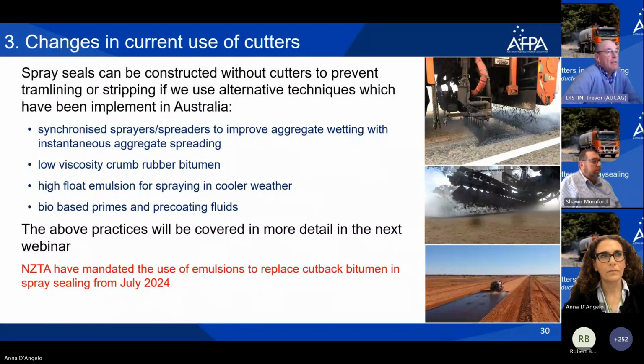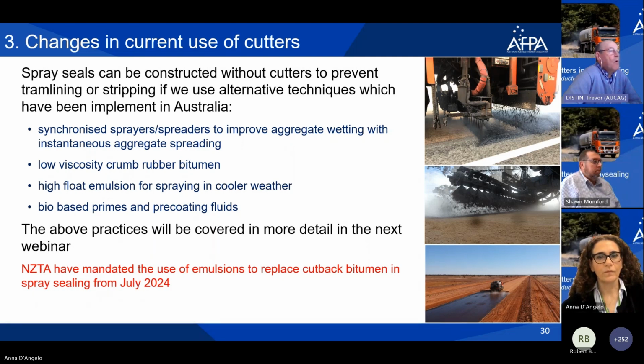And then also the replacement of kerosene in primes by using a bio-based replacement is also another way of constructing a prime seal without using kerosene.